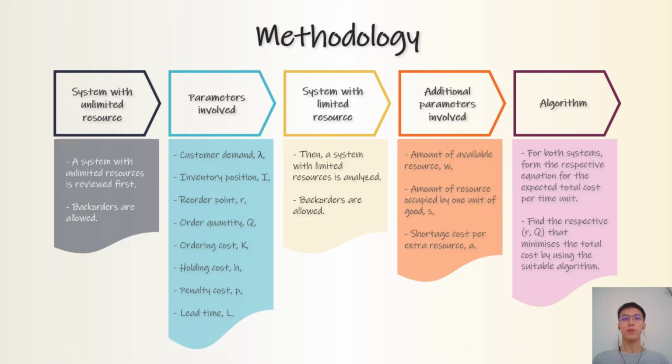Then a system with limited resources is analyzed, and back orders are still allowed in this case. There are some additional parameters involved. They are the amount of available resource W, the amount of resource occupied by one unit of good S, and the shortage cost per extra resource A for the algorithm.